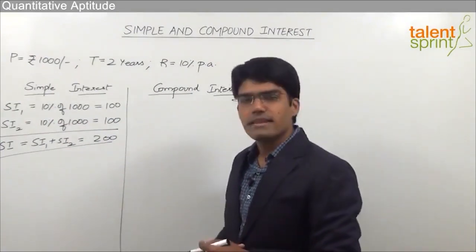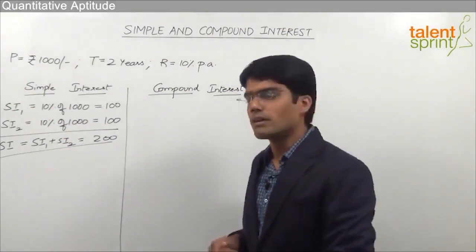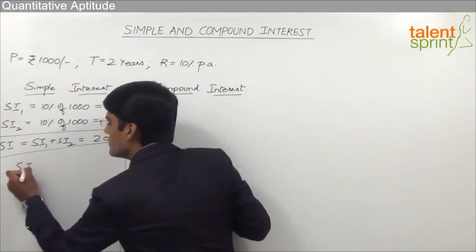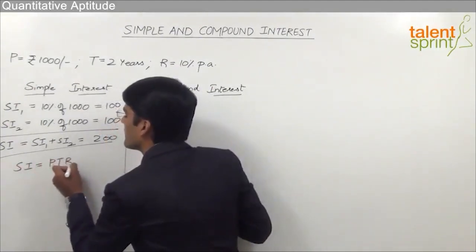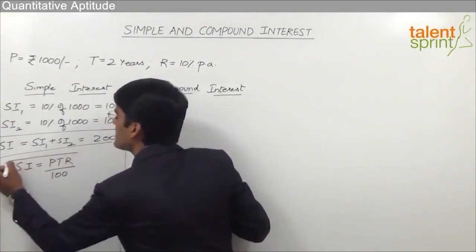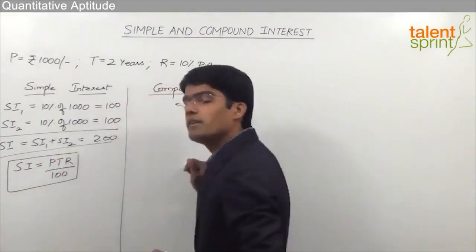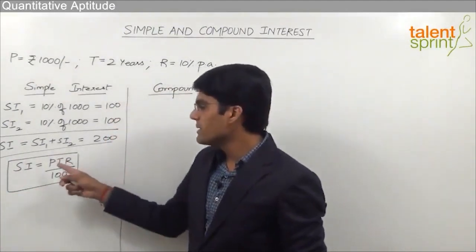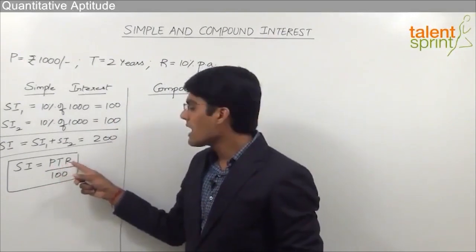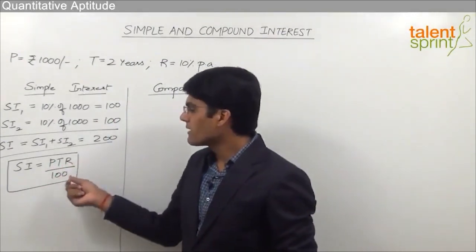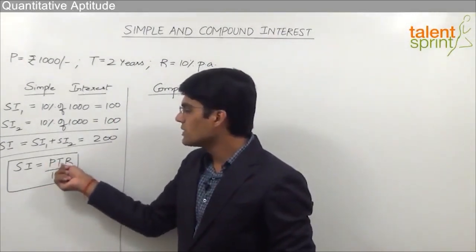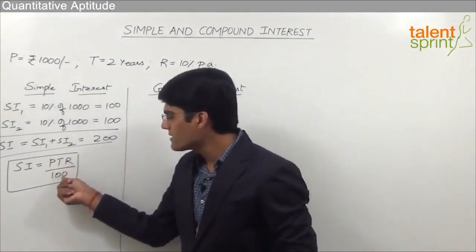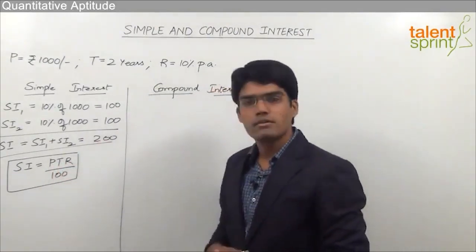And this simple interest can be calculated with the help of a simple formula, which is SI equals PTR by 100. So always the simple interest can be taken as P into T into R by 100, where P is the principal amount, T is the time period, R is the rate of interest divided by 100. So 1000 into 2, 2000, 2000 into 10, 20,000 divided by 100 will be equal to 200 rupees.